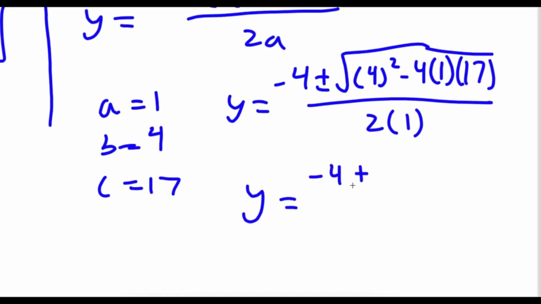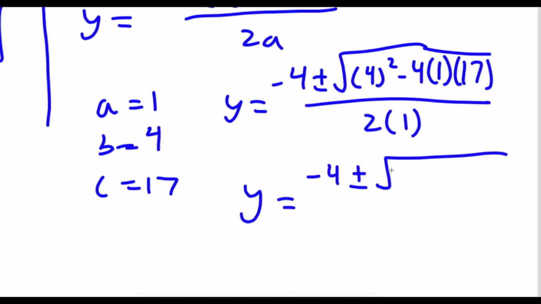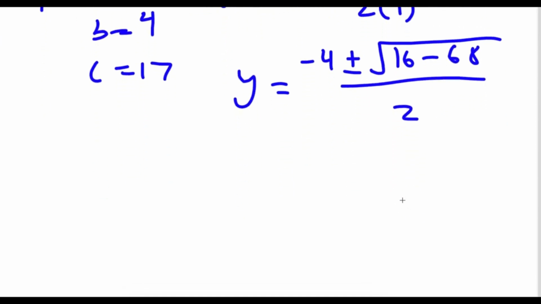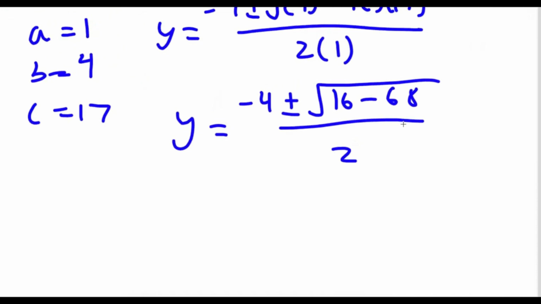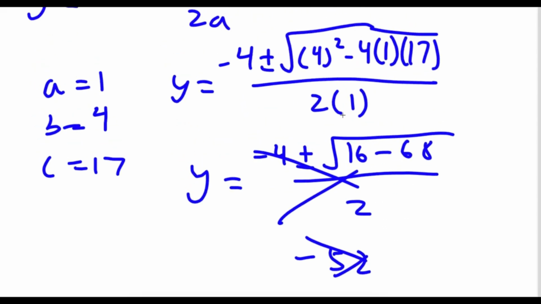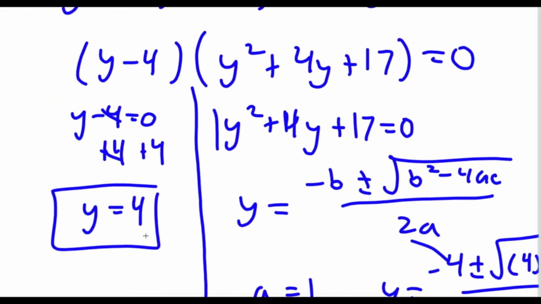Now I have negative 4 plus or minus the square root of 4 squared is 16 minus 4 times 1 times 17 is 68 over 2 times 1 is 2. Now 16 minus 68, that is going to be negative 52, which is a negative number. And you can't take the square root of negative numbers, so this is false, meaning our only solution of y is 4.